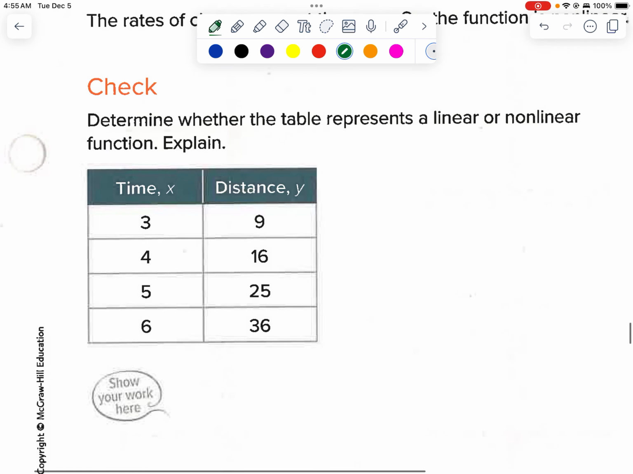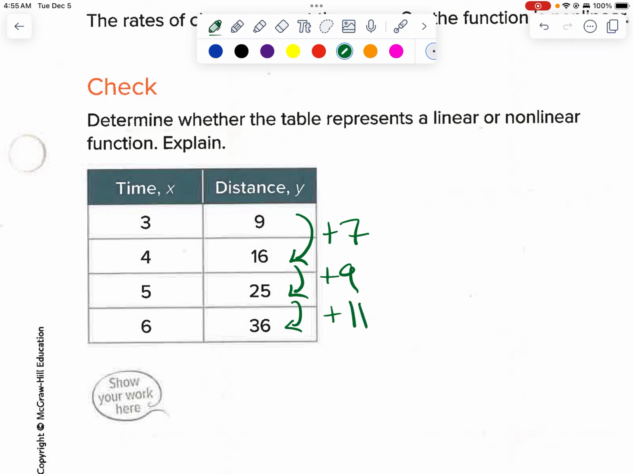So here, if I go from here to here, this is 5. No, it's not. This is 7. Sorry about that. This is 9. This is 9. Did I do that right? 9 plus 7 is 16. 16 plus 9 is 25. 25 plus 9. Nope. That's 11. I'm so glad.